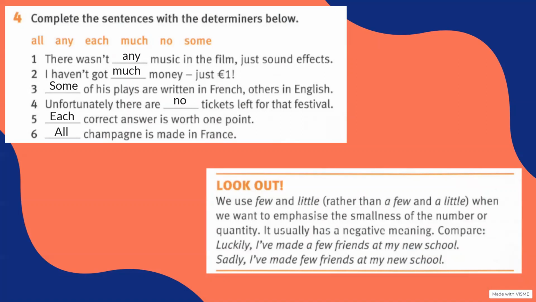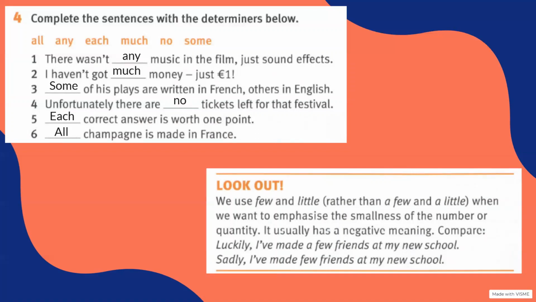I haven't got much money, because money is an uncountable noun and much goes with uncountable nouns. Many goes with countable nouns. Some of his plays are written in French, others in English. So some can be used with countable nouns. Play is a countable noun. Unfortunately, there are no tickets left. So no can be used with the simple countable plural noun, tickets.